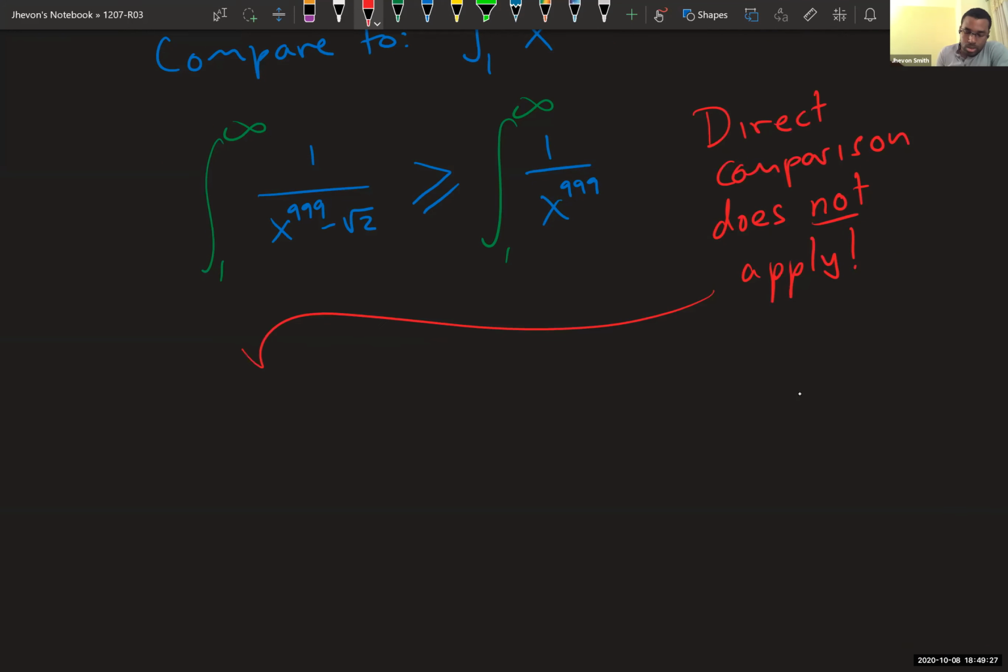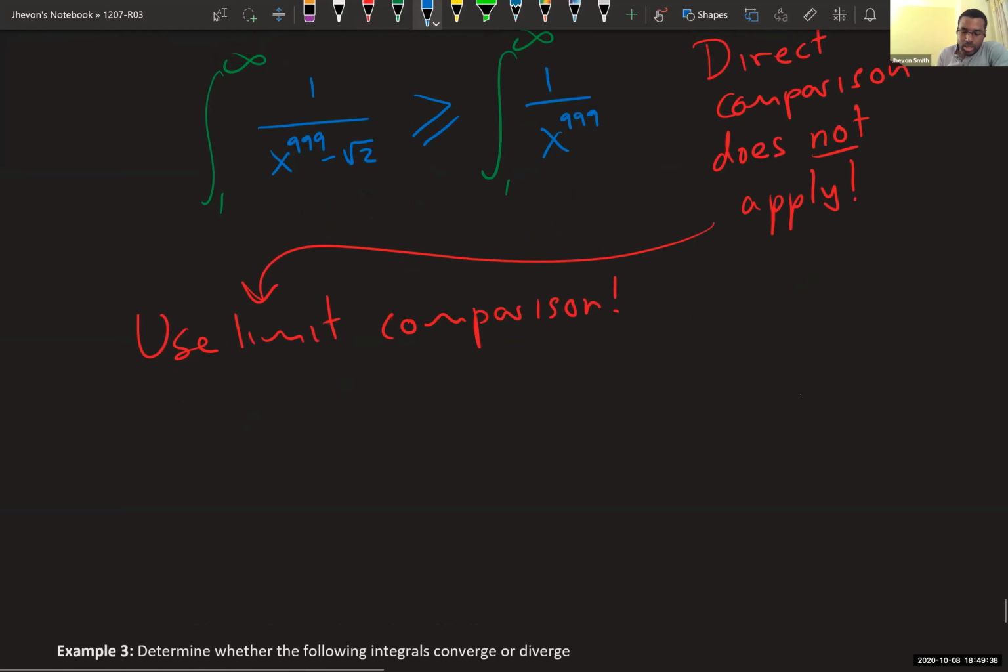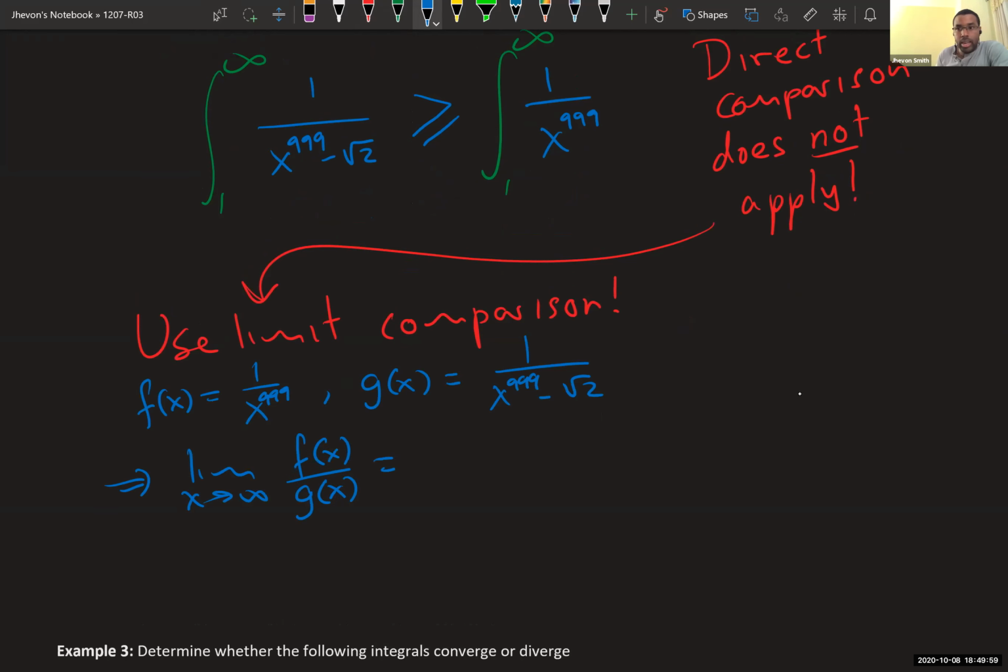So what you can do in this case is use limit comparison. Essentially, you can take the limit, right? So let's say your f of x is 1 over x to the 999, and your g of x is 1 over x to the 999 minus radical 2. Then, if you take the limit as x approaches infinity of f over g, what would you get as the answer?